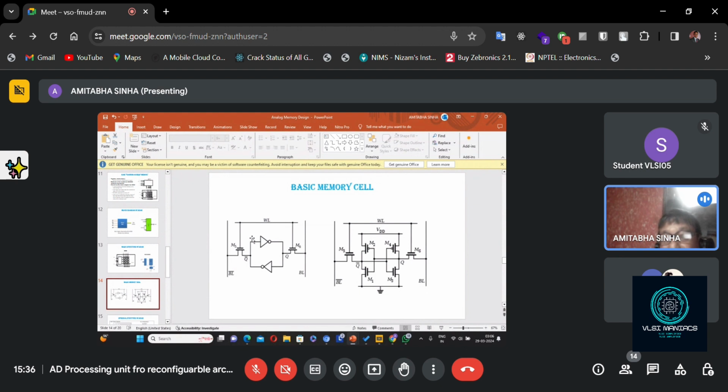Now if you want to change 1 to 0, let's say you give 0 to the input of the upper NOT gate. The output will become 1. That 1 comes here and gives 0. So 0 will be latched. So this is the storing mechanism, and this is called a flip-flop.